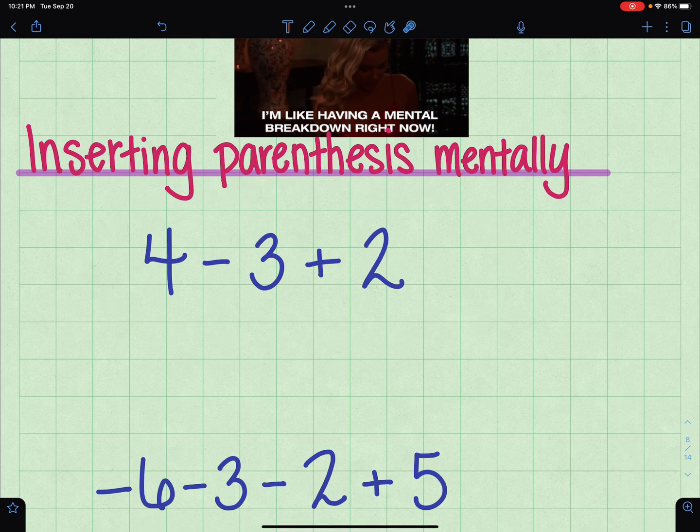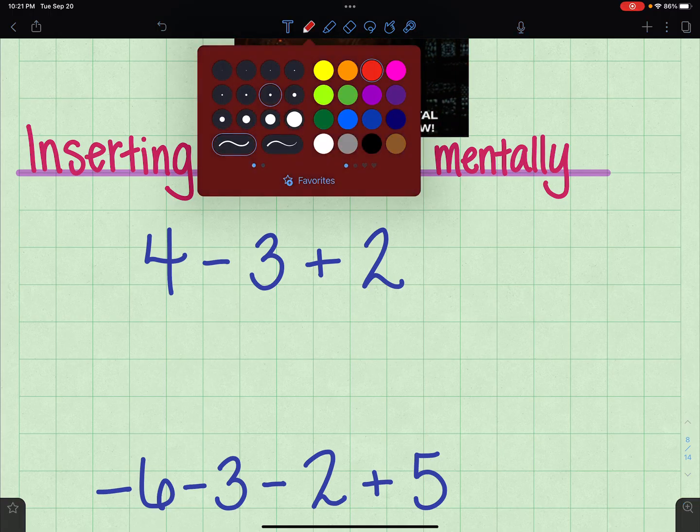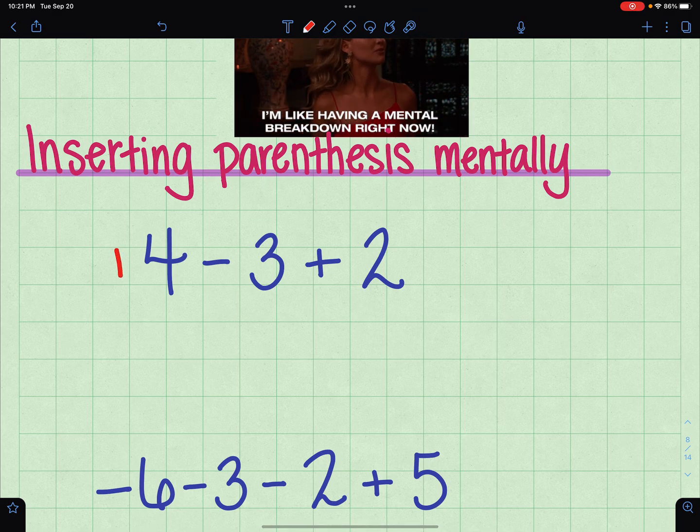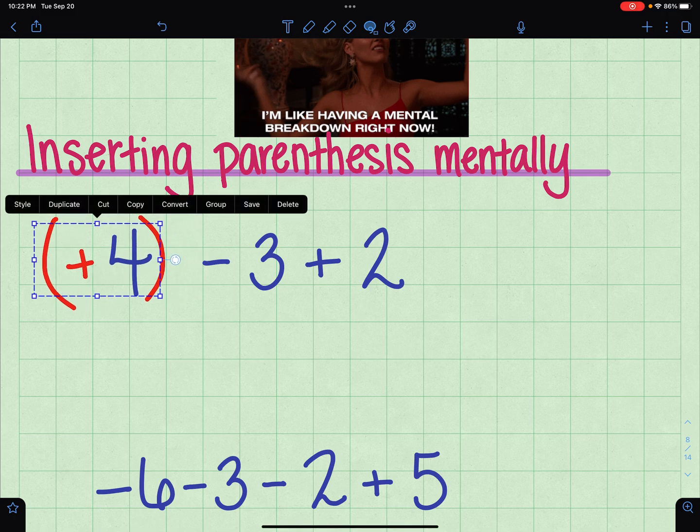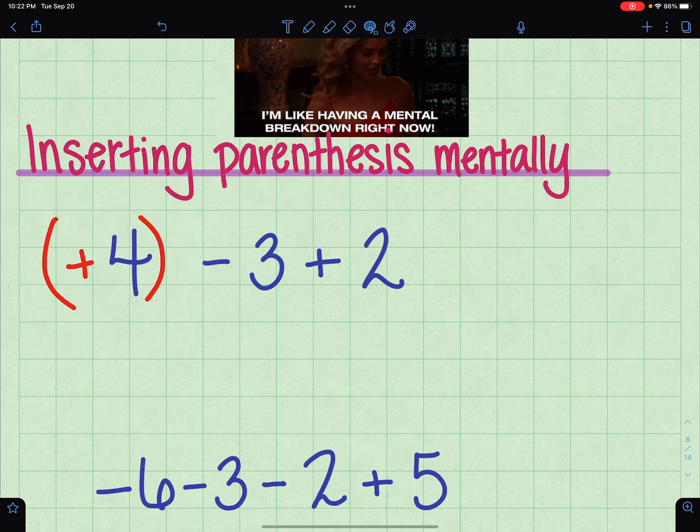The problem is, it is really easy to get a wrong answer when you do something like this. You got to learn to insert the parentheses correctly and not just willy-nilly anywhere you want, right? So when they give you something like this, in order to get the right answer, you got to do the right thing with the parentheses. And the right thing is this. +4, bam, parentheses there. Let's move that over a little bit so we have room.